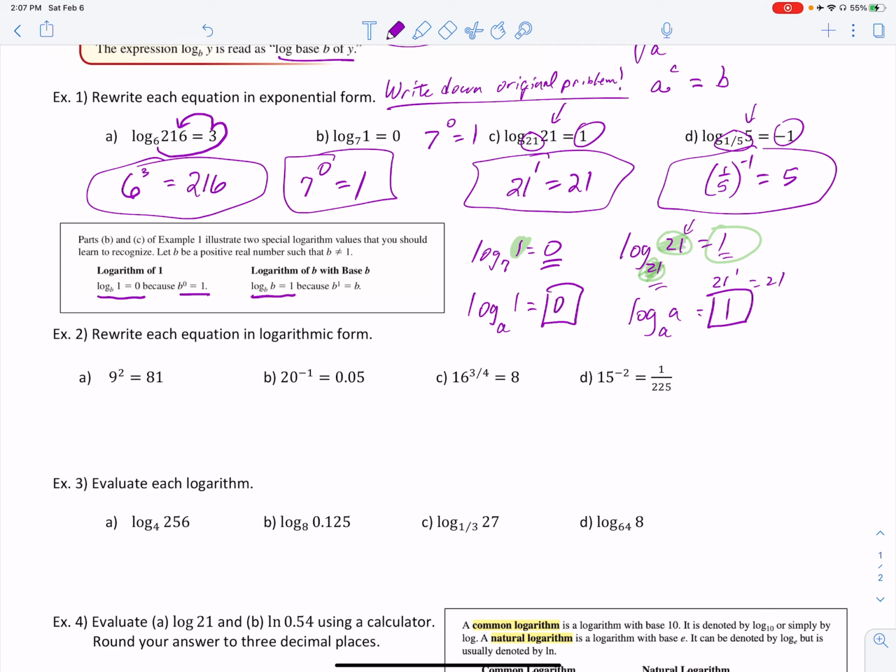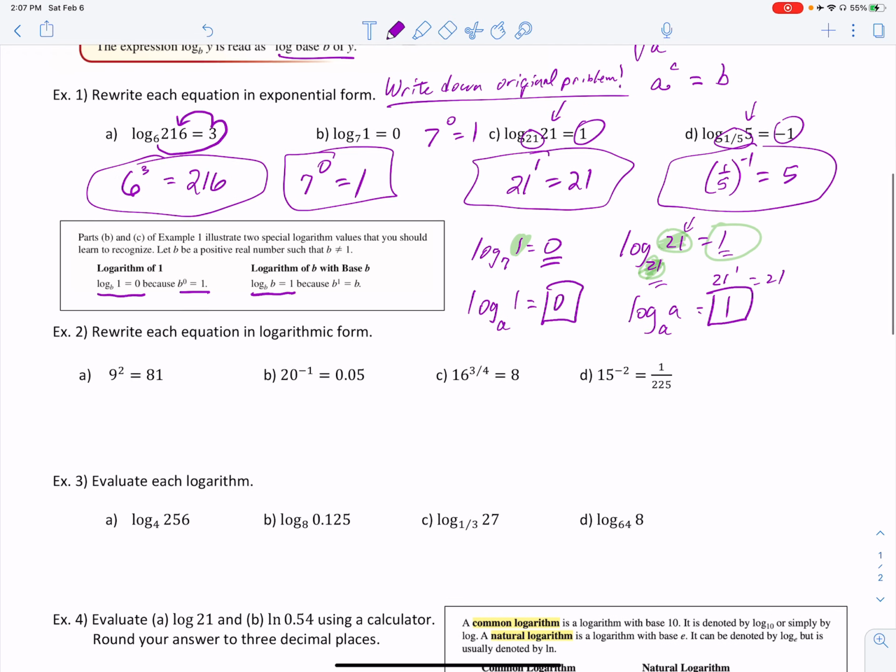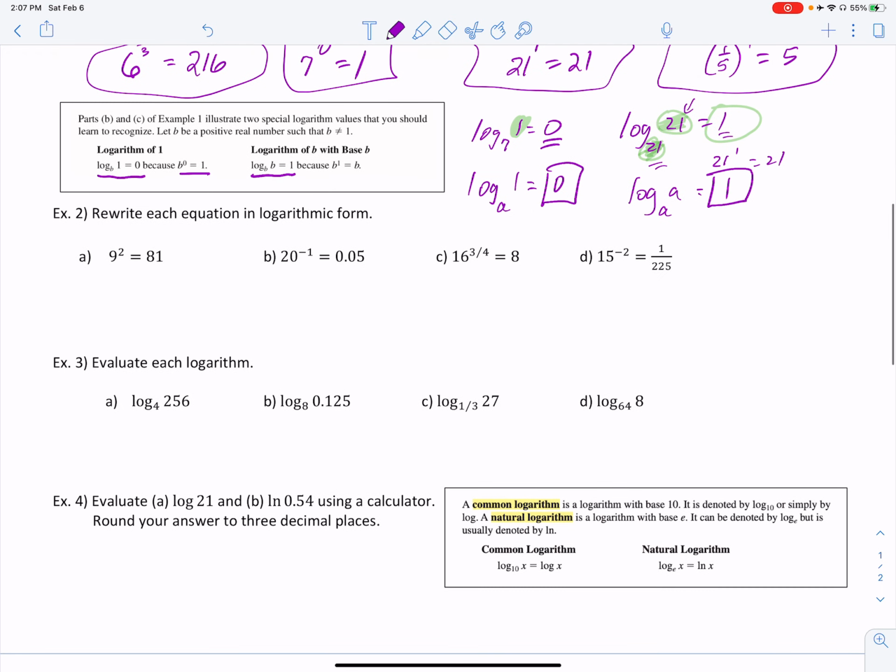So in example 1, we rewrote equations that were logarithms into exponential form. Well, we need to be able to go backwards. Rewrite the equations in example 2 in logarithmic form. And you need to make sure that the base is a subscript and it looks like it's a subscript. Again, make sure you copy down the original problem in your homework.